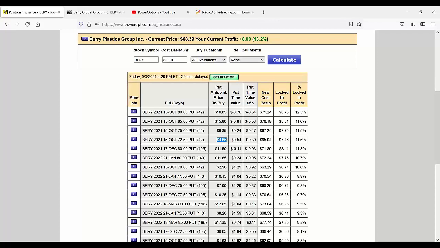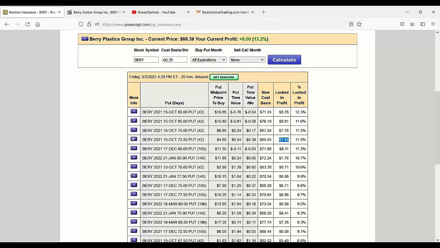Now, I had a cost basis of $60.39. I add the $4.65. My new total cost into the married put position is $65.04. But I'm guaranteed in the worst case scenario to get 72.5 back. So we've got a locked-in profit of $7.46 or 11.5% of the unrealized 13.2% that's still there.